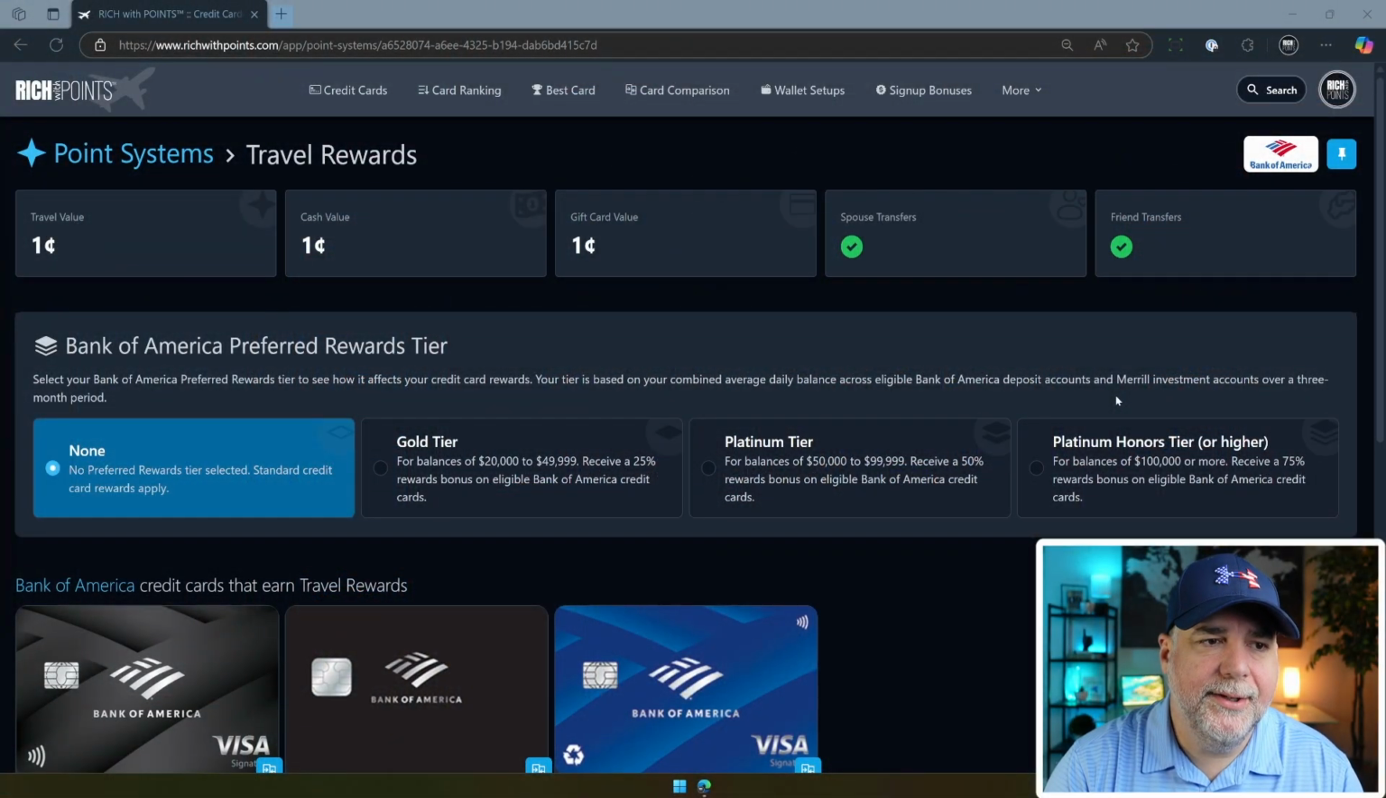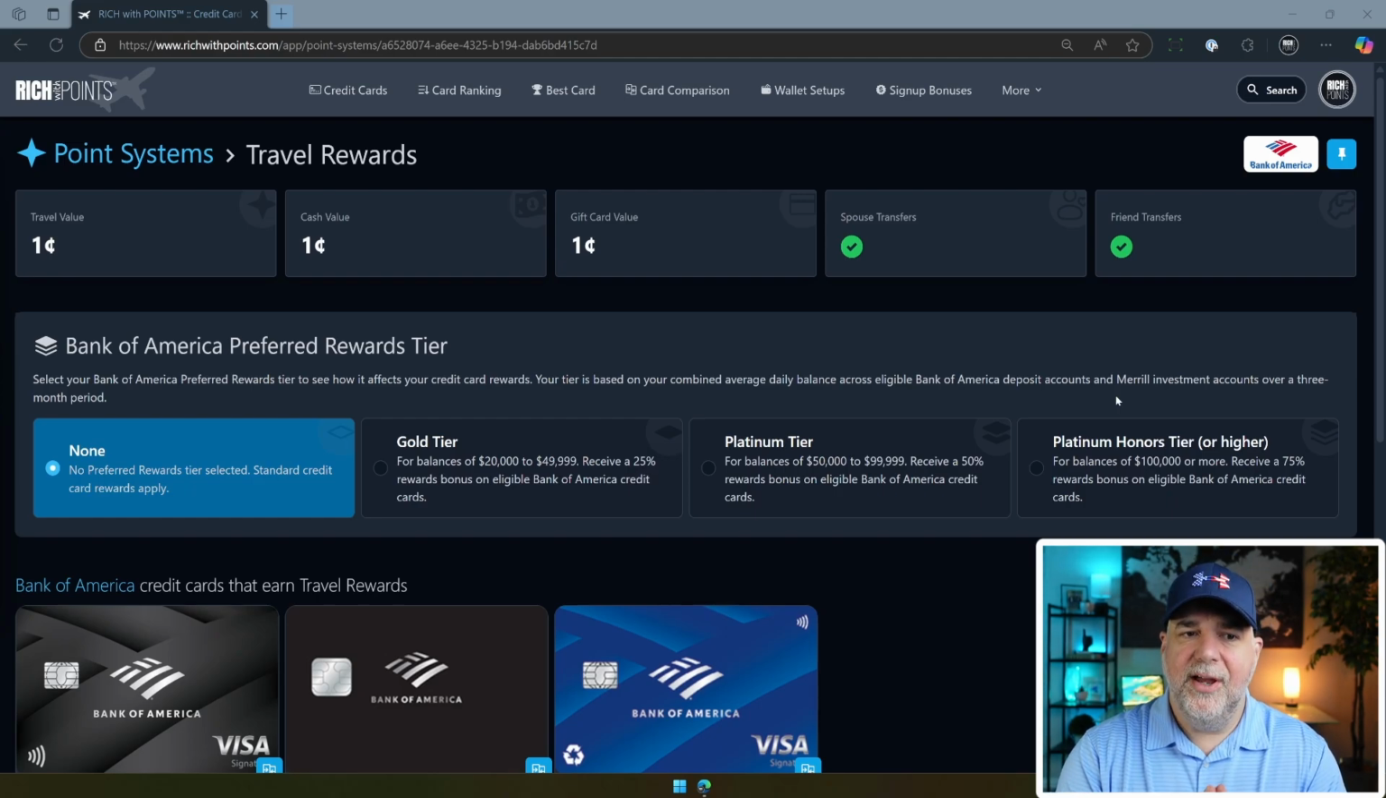Okay, so the Bank of America Travel Rewards. You get 1 cent per point on travel. You get 1 cent per point on cash. There's a caveat to that though. And then you can get 1 cent per point on gift cards. It just varies. It's going to depend on the gift card that you choose, but you can get up to 1 cent per point. So we're going to assume that you're going to make good choices and get a gift card that's going to get you 1 cent per point if you're going to use gift cards for redeeming.